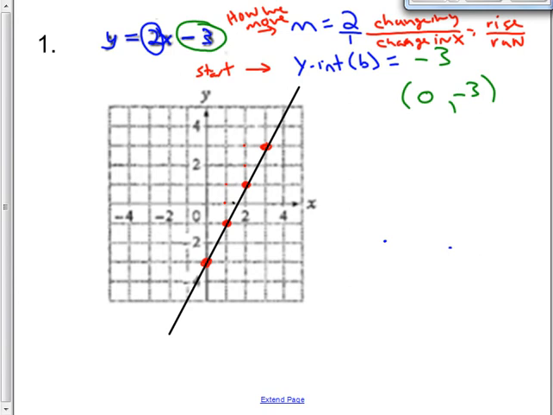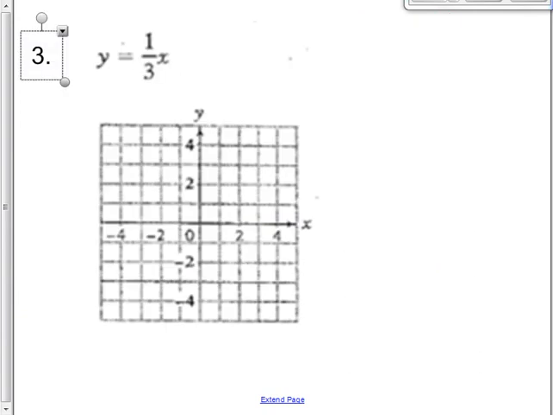Now, if you put arrows at the ends of these, this line goes on forever to the left and to the right. I could have kept going in either direction, finding that slope. I just would have eventually run out of graph paper. So let's go to the next one.